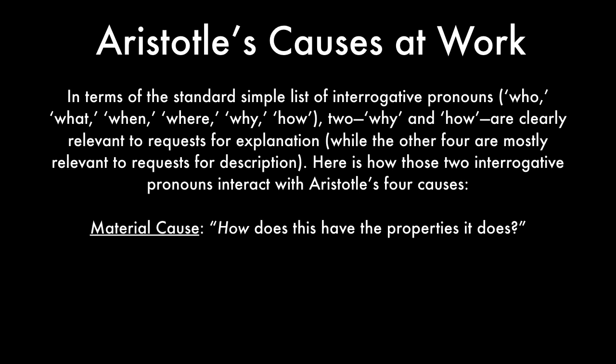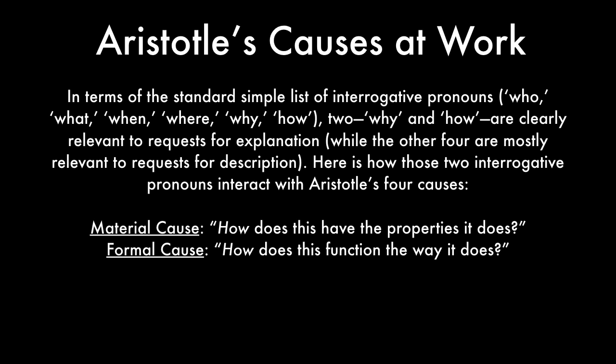The material cause seems to be telling us about how this particular thing has the properties that it does. Material causes are related to how questions generally, and not why questions. Formal causes seem to be asking, how does this function the way it does? We might respond to a question like that in terms of the form of the thing. So formal causes also seem to be related to questions about how something is the way it is.